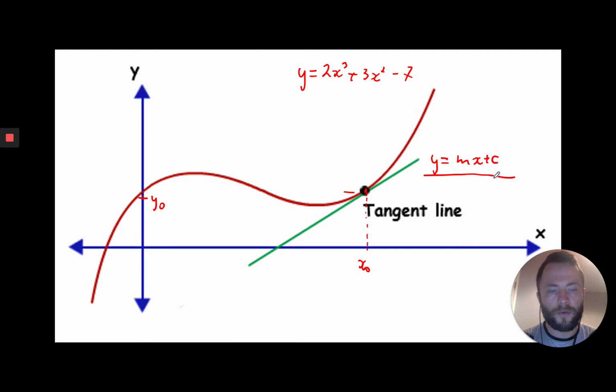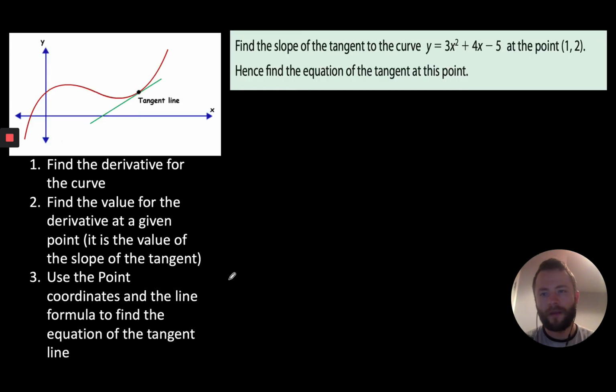We have to find that formula, and the set of steps to find that formula is as follows. First, we have to find the derivative of the curve. Second, we have to find the value for the derivative at a given point. So what this means is that this point here will have some coordinates x1 and y1, I'm going to call them x1 and y1 this time. And we're going to have to find the value of the derivative at that point using the x number. The value of that derivative will be the slope of the tangent.